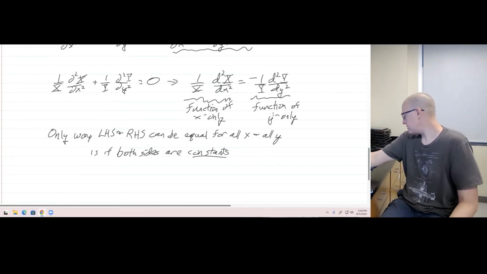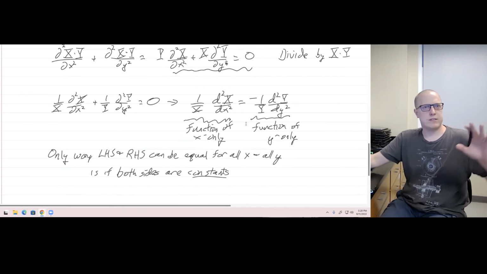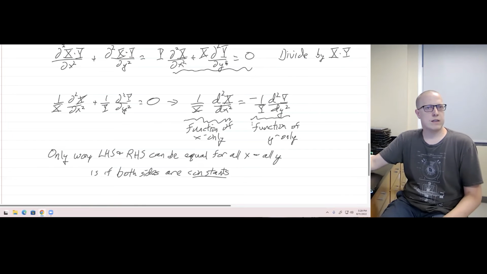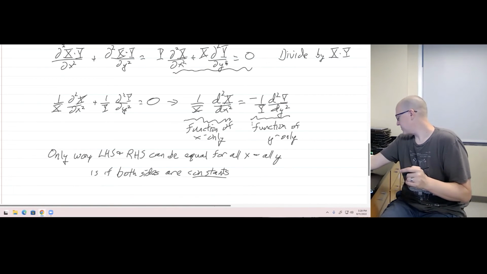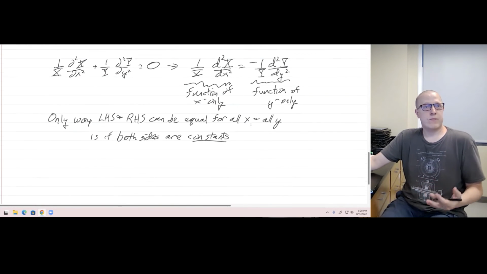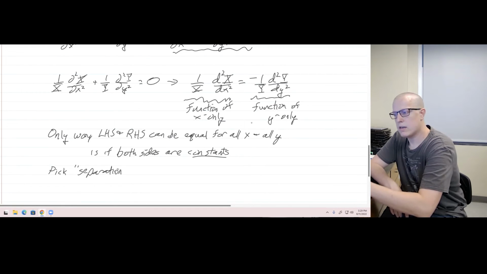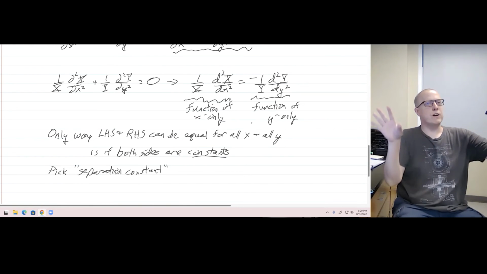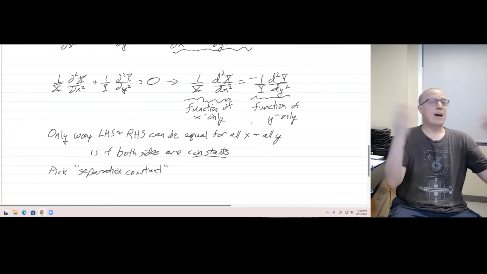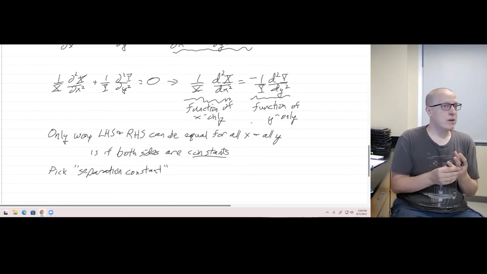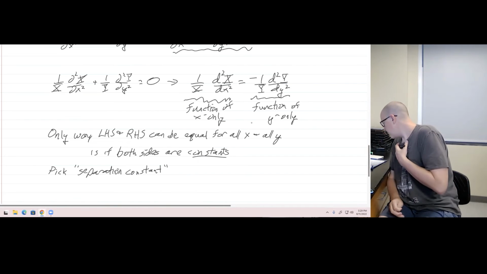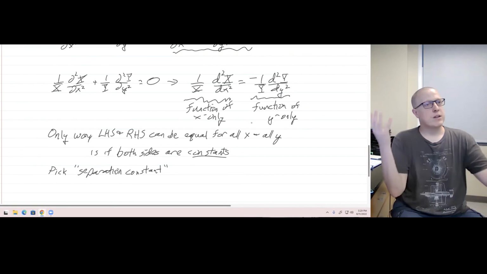Okay. Questions about this kind of maneuver that we've done here? Awesome. Okay, so now that we've done that, what we're going to do is we're just going to pick what we call the separation constant. So basically we have these two functions. They're both equal to a constant. I have no idea what that constant is, so I'm just going to make it up. And so I'm going to pick a value for this constant, and I'm just going to pick whatever I want.